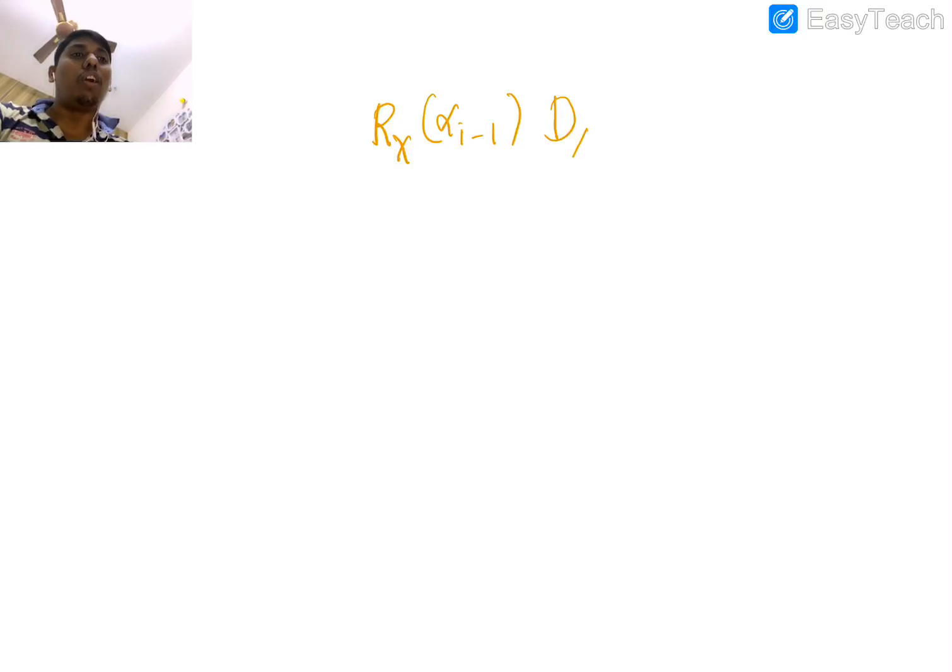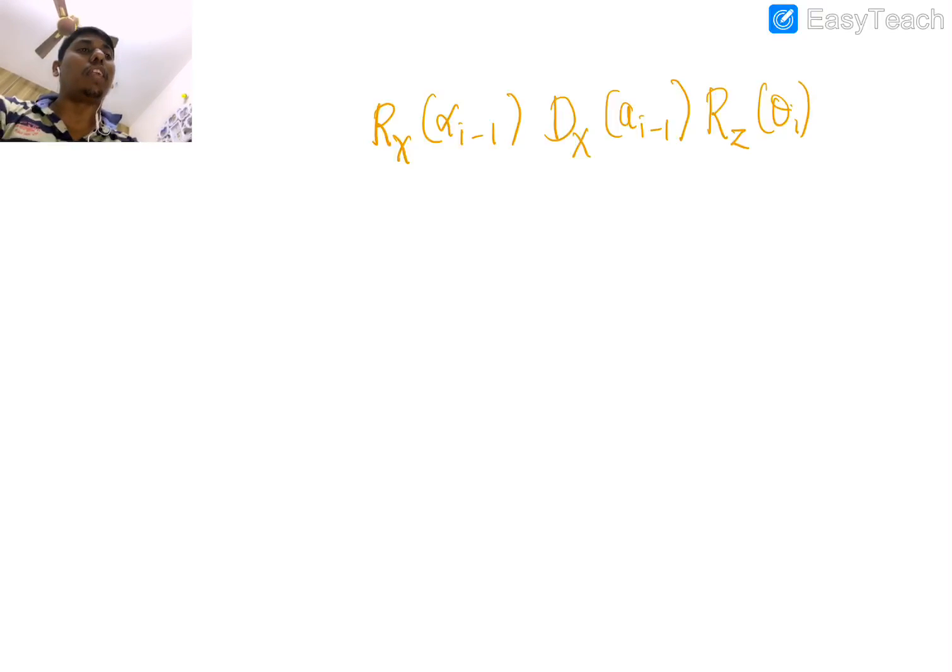Now the operations we have done: the first is rotation about xi minus 1 with an angle of alpha i minus 1. Then we did the translation along x, where the distance is ai minus 1. Then we rotated about zi by theta i, the joint angle, and then translated along zi by di. This is the transformation matrix of i with respect to i minus 1.